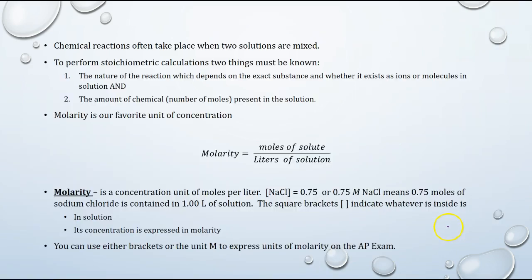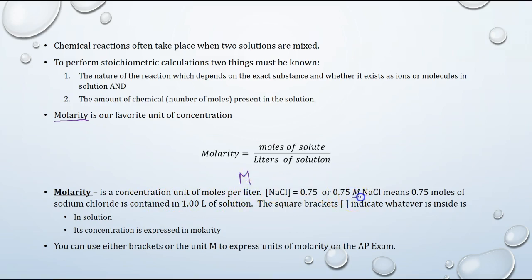Okay, so chemical reactions often take place when two solutions are mixed. So to perform these kinds of calculations, two things must be known. You have to know the nature of the reaction, and what the substance is, and the amount of chemical moles present in the solution. Molarity is our favorite unit of concentration, so you'll see the word molarity often. It is going to be something that you should get used to, and molarity literally means moles of solute per liters of solution. Molarity is a concentration unit of moles per liter, also signified by a capital M, okay?